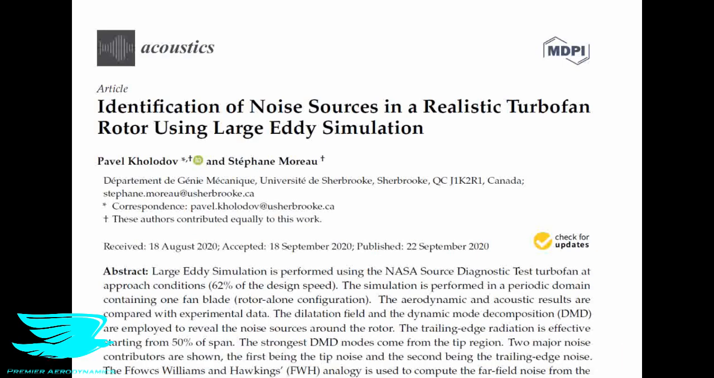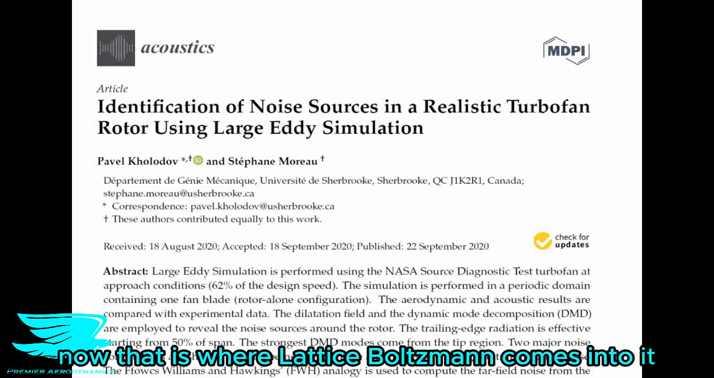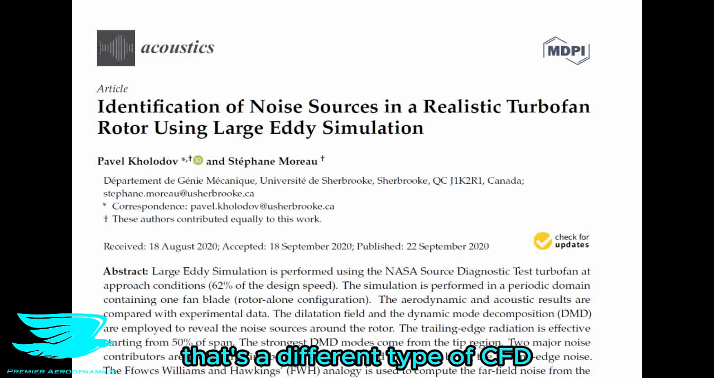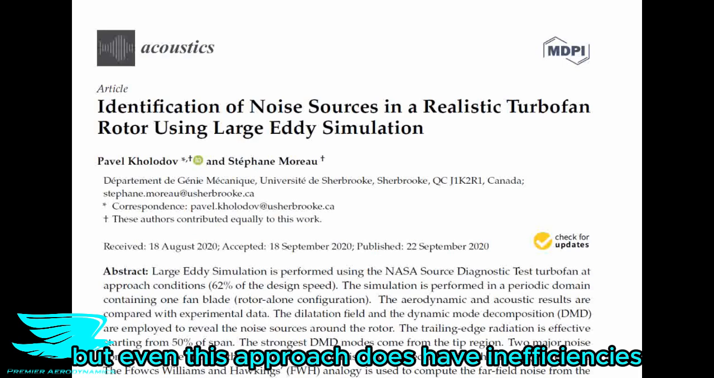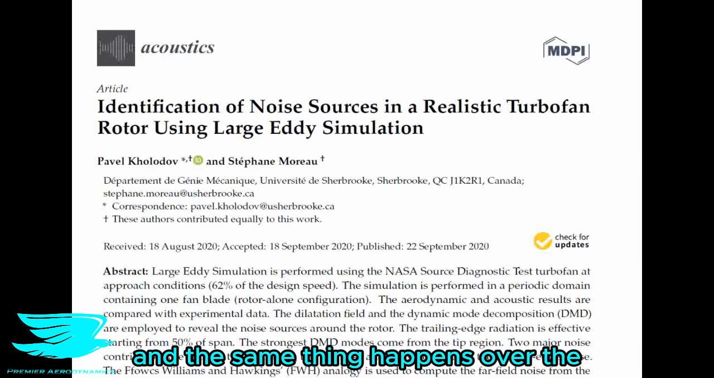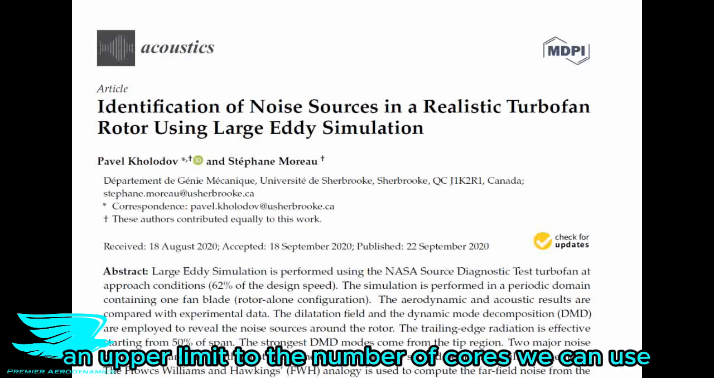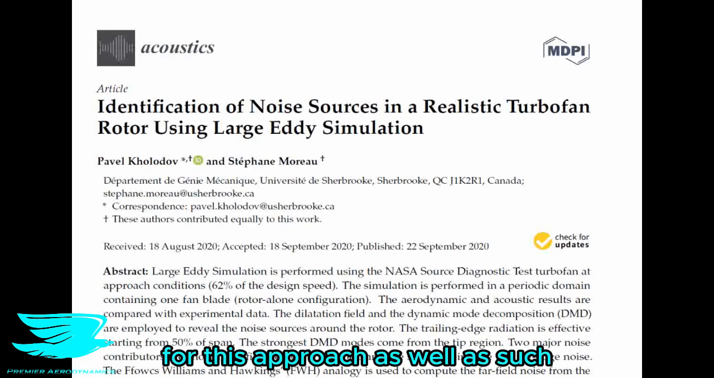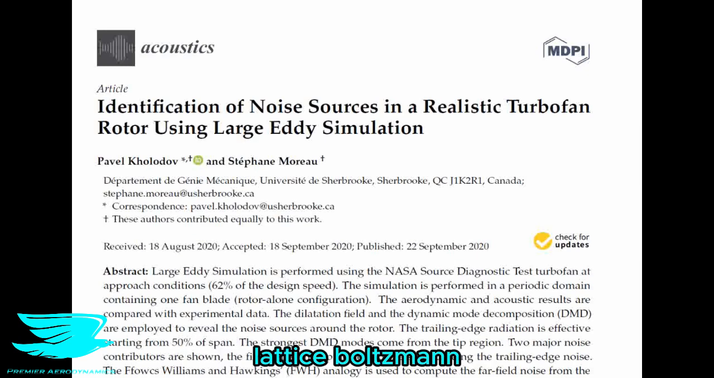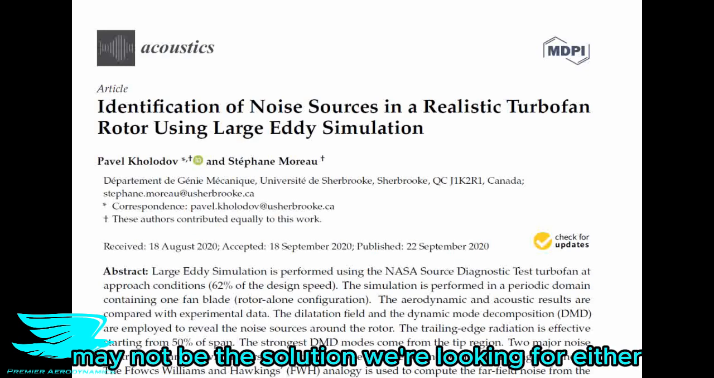As such, with the current architecture of computers and Navier-Stokes CFD, it doesn't seem like we will ever be able to use DNS. Now that is where lattice-Boltzmann comes into it, which, if you don't know what that is, is a different type of CFD, and its major drawcard is that it is much more efficient when using more cores. But even this approach does have inefficiencies, and the same thing happens over the number of cores that you use with lattice-Boltzmann CFD. The more cores you use, the less the efficiency is. Efficiency drops. So there is an upper limit to the number of cores we can use for this approach as well. As such, lattice-Boltzmann may not be the solution we're looking for either.